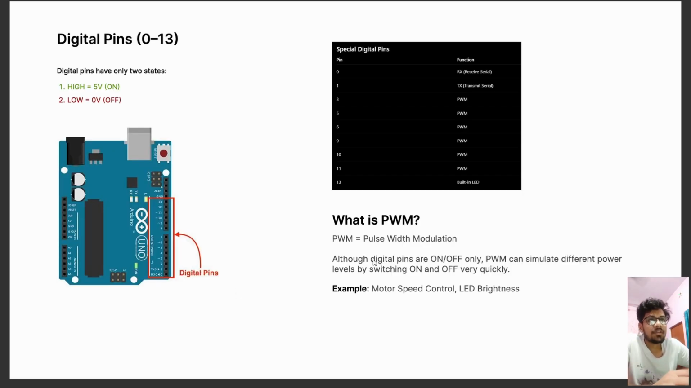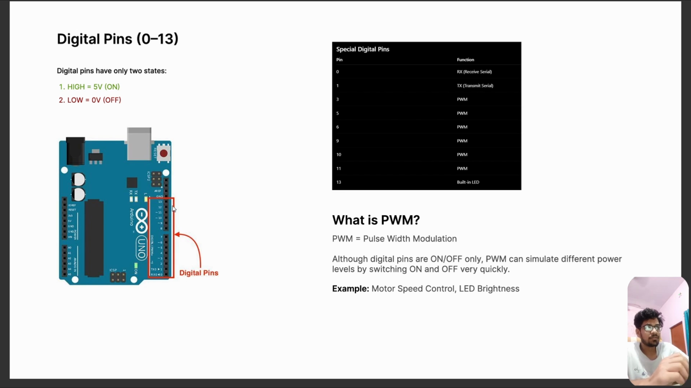Let's talk about digital pins. We have digital pins 0 to 13. You can see them from this side. Digital pins have only two states: first, high, which is 5 volts, on, and low, 0 volts, off. Imagine it like a switch that is on and off. So these are the digital pins.